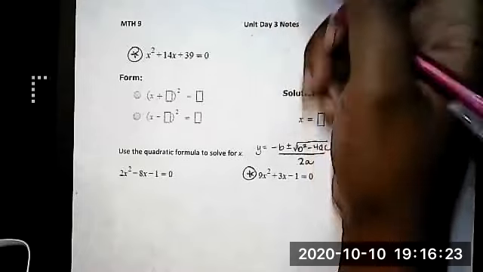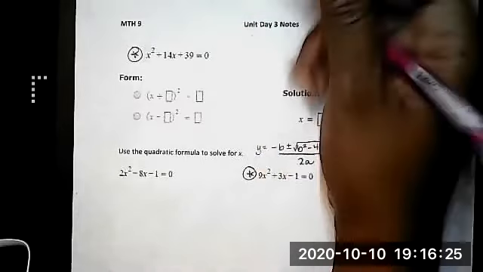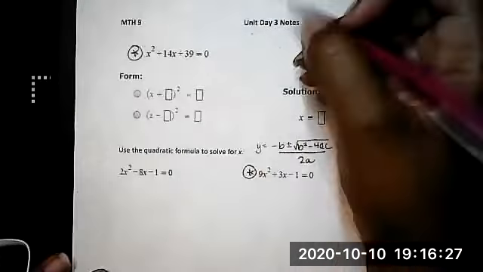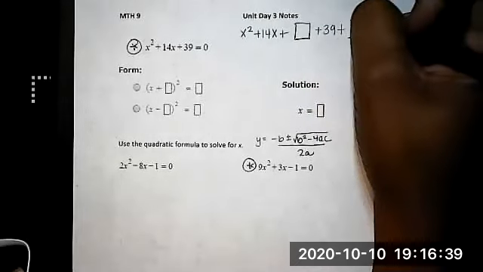All right, let's do another one, because as always, there's always another one. Again, I'm not sure how your instructor will give it to you. I've done it both ways, so you could do it another way, but I'm going to do it the same way just to reinforce. So this becomes x squared plus 14x plus box plus 39 plus box equals 0.